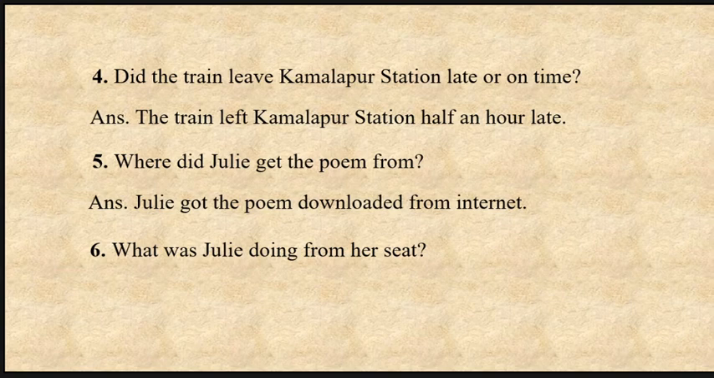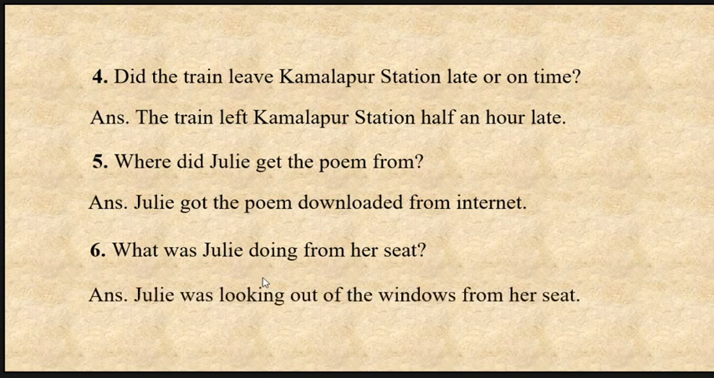Now we have come to our last question, question number 6. What was Julie doing from her seat? Can anyone say? What was she doing? Yes, this is easy. She was looking out of the window from her seat. So we have concluded today's text and question answer discussions.